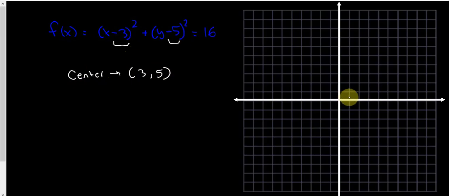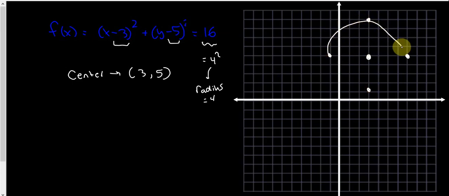So let's find (3, 5) and go ahead and mark it. 1, 2, 3, 2, 3, 4, 5. There's the center of our circle. Now the radius here, 16, is the same thing as 4 squared. So the radius is 4. What that means is if you go 4 from our center, 1, 2, 3, 4, and let's say you go 4 in all the directions, up, down, left, right: 1, 2, 3, 4. 1, 2, 3, 4. 1, 2, 3, 4. If I could draw a perfect circle, it would go through all these points.